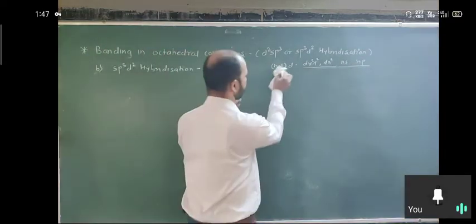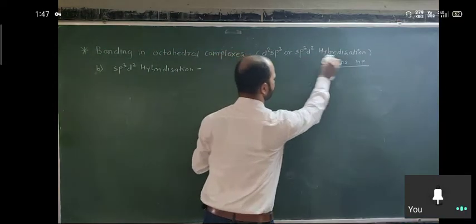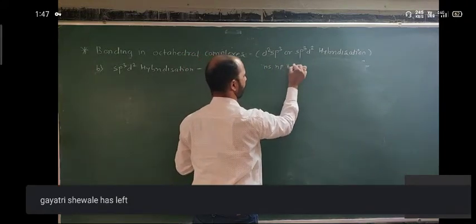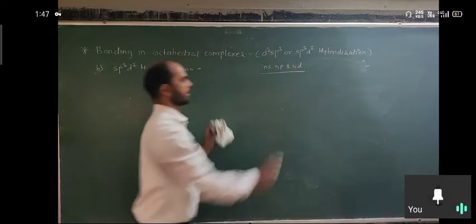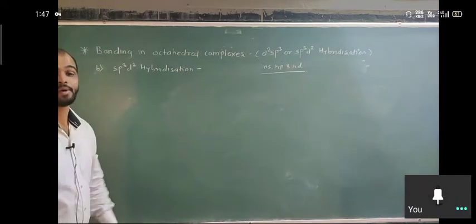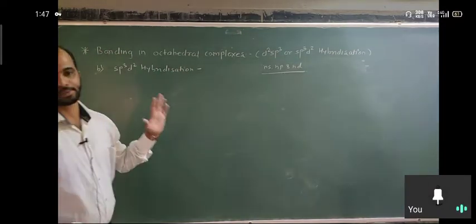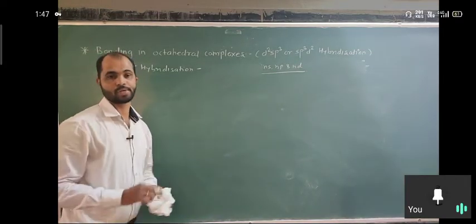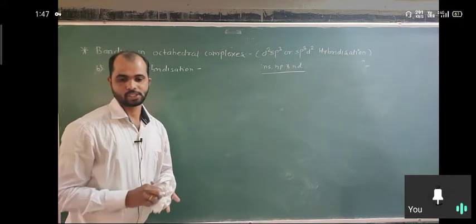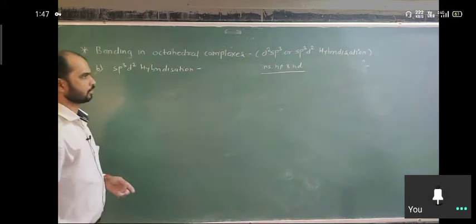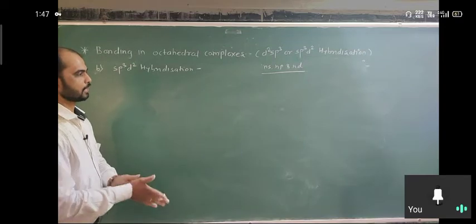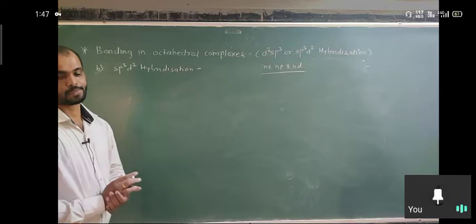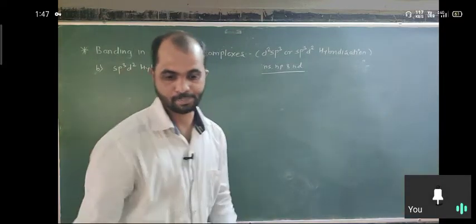Here the nd is used. In that case ns, np and nd orbitals are used, all having the same principal quantum number, but in inner d orbital complexes the principal quantum number of d is n minus 1, because d is penultimate. Sorry, it is penultimate, not anti-penultimate. f is anti-penultimate.